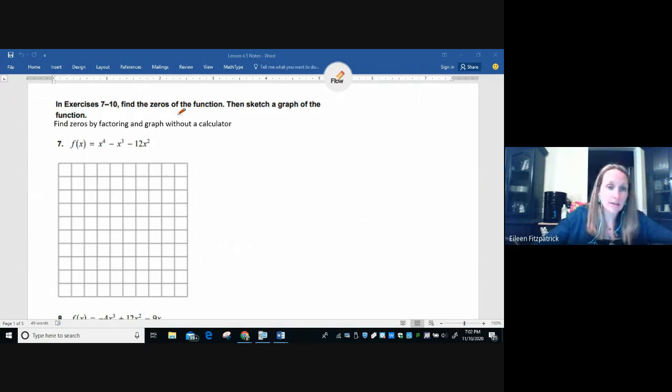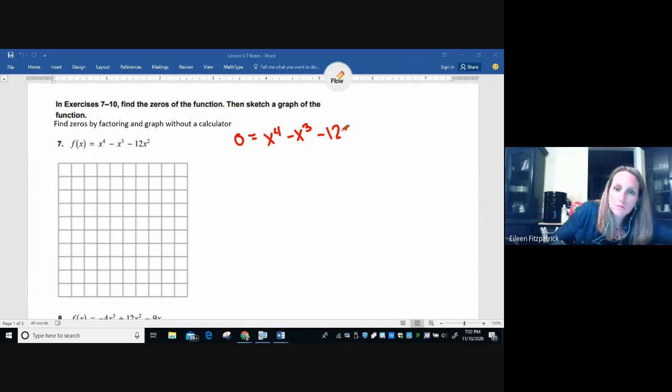Okay, so to find the zeros, we have to do what we did above. We need to set this equal to 0 and solve. Okay, so I'm going to start by writing 0 equals x to the 4th minus x cubed minus 12x squared.